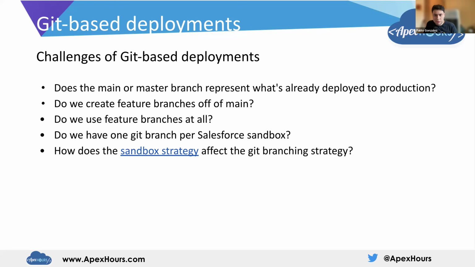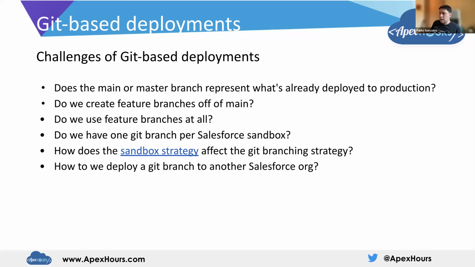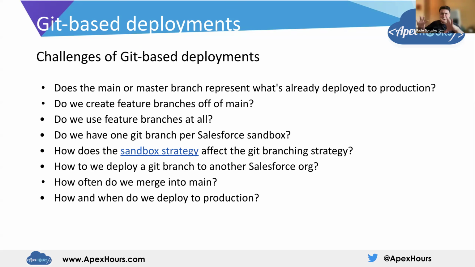And how does the sandbox strategy affect the Git branching strategy, right? Should there be a one-to-one mapping, or can I have more branches than sandboxes or more sandboxes than branches? And how do we actually deploy a Git branch to another Salesforce org? Do we use Jenkins? Do we use Bitbucket, and so on? But also when, right? How often do we merge to main? Do we merge to main when we want to deploy to production or when we want to deploy to UAT? So there are all these questions that suddenly you have to resolve.